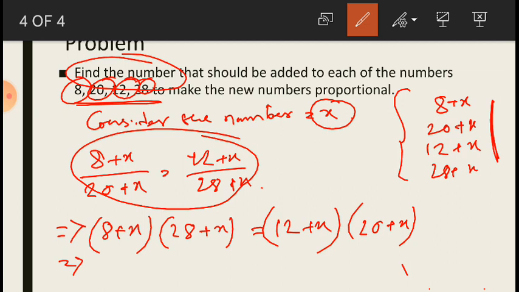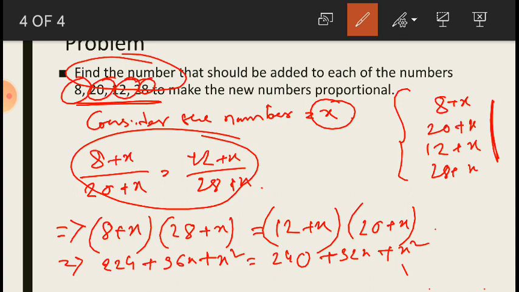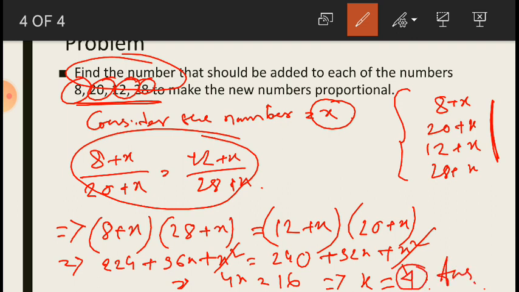This means that it will be 224 plus 36x plus x square, and that will be 240 plus 32x plus x square. Let's see here, x square is cancelled out, and you will get 4x equal to 16, and you will have x equal to 4 here. So x equal to 4, that is your required answer. That is, 4 is what we have to add to each of the terms to make the new numbers proportional.